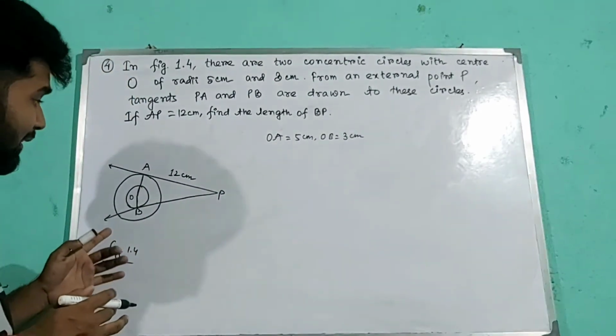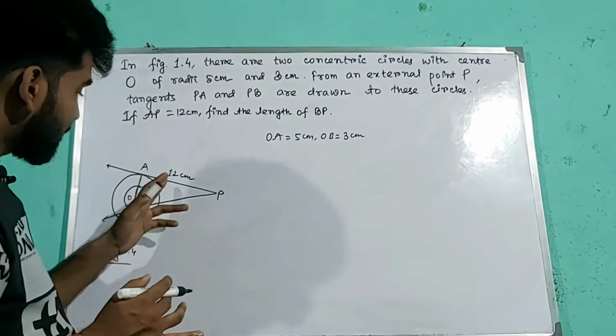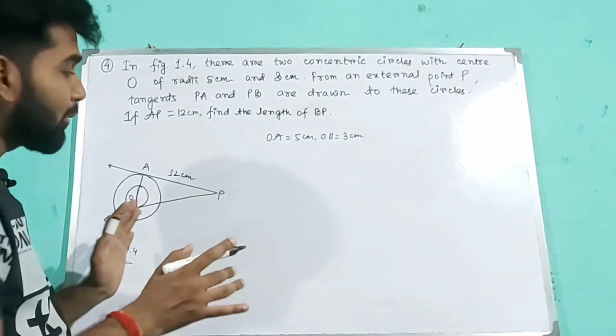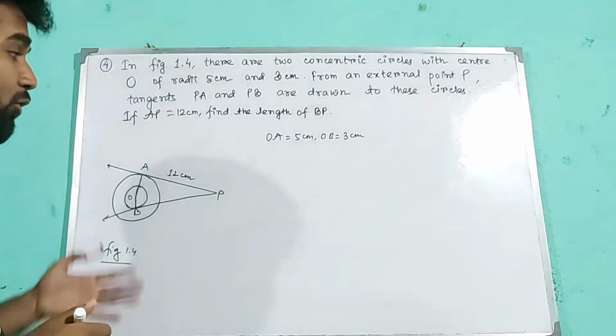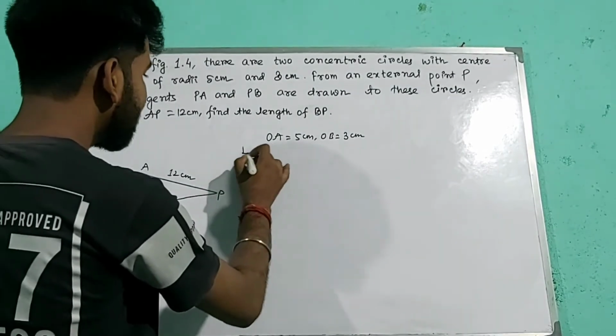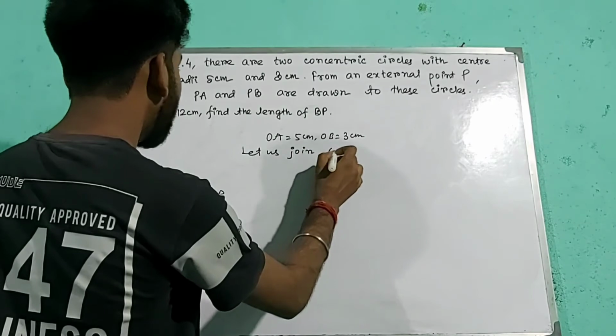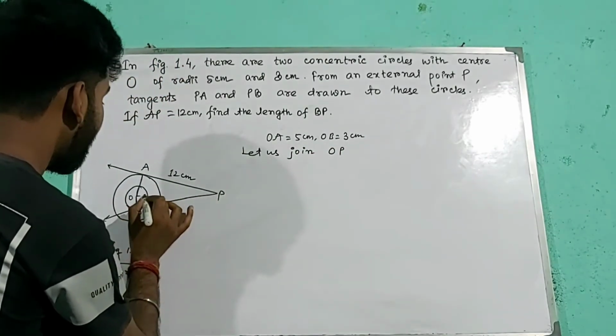So we can't use that theorem. Okay. So PA and PB will not be equal. So I have to use some different thing. Now see. Now let us join OP. Okay. Let us join this OP.